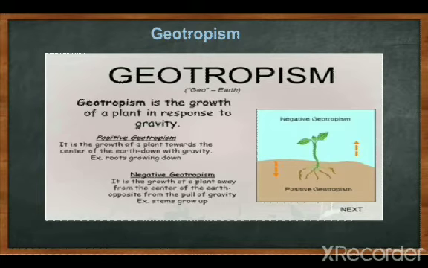Here one more experiment is there. The experiment is most important. Here the activity, number one, that is the aim. What is the aim? To study the response of a plant towards gravity, or geotropism. Okay. Requirements. What are the requirements? One potted plant. Okay. One transparent glass jar. Okay. Now come to the method or procedure.